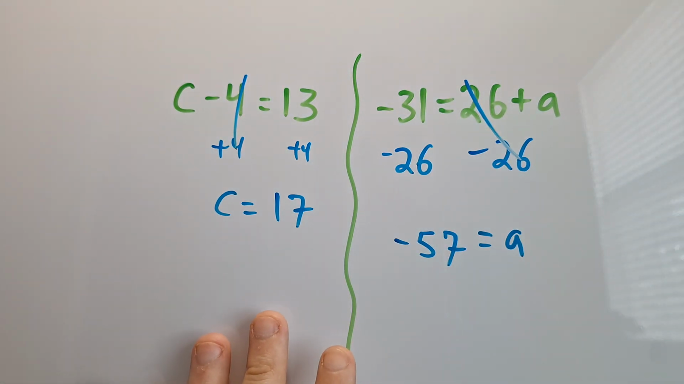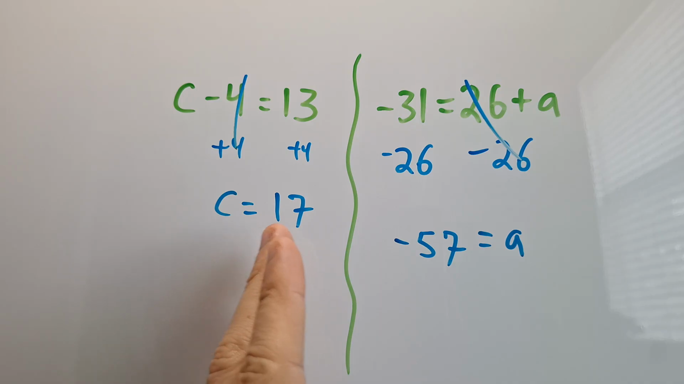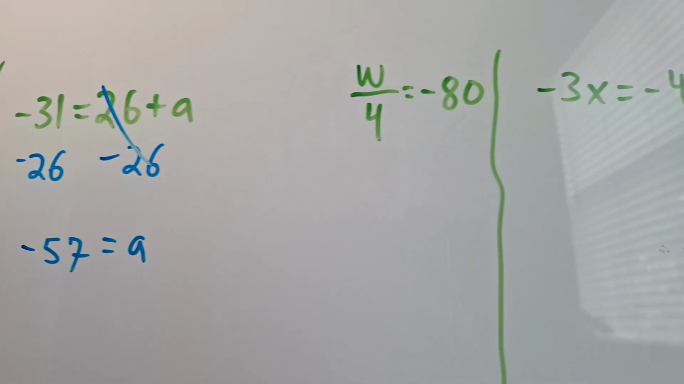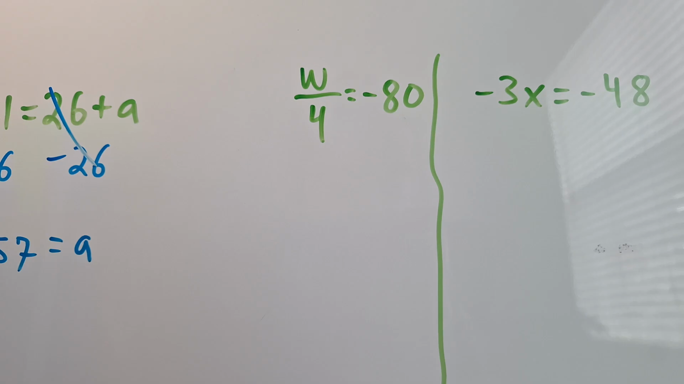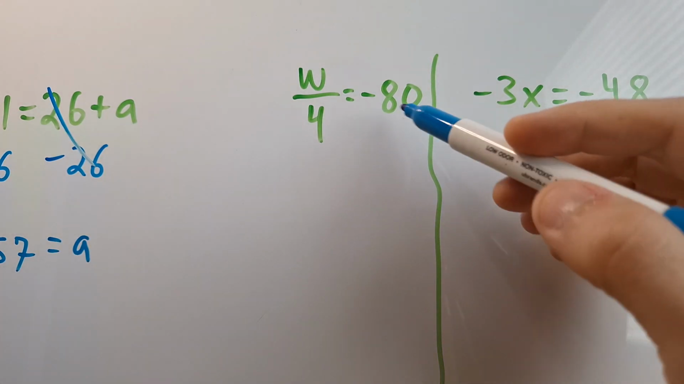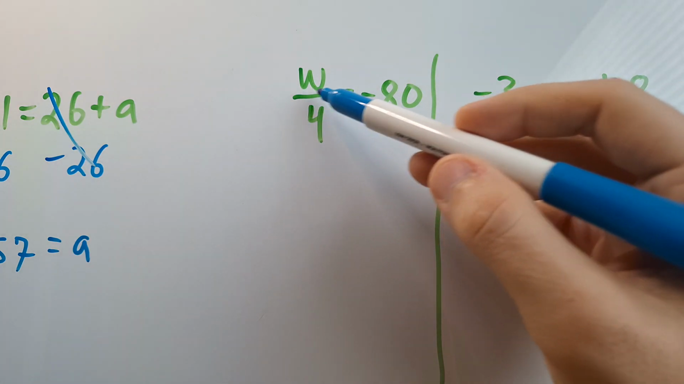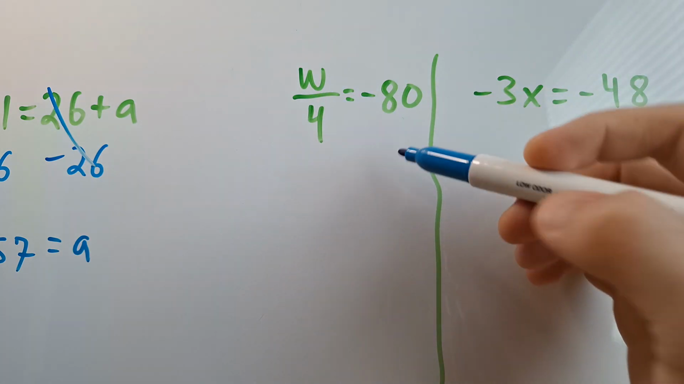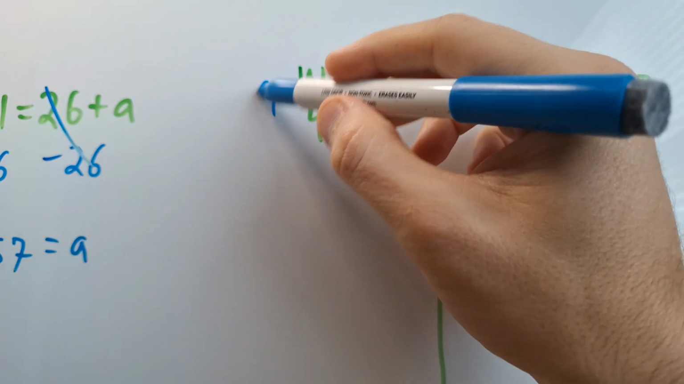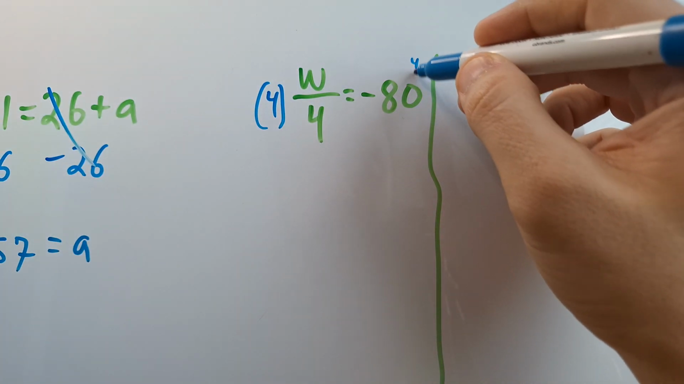So that takes care of, respectively, the addition property of equality and the subtraction property of equality. We will now work out one of each for the multiplication and division properties of equality. Here I have w divided by 4 equals negative 80. Undo division with multiplication. And multiply this by 4. I'll write it up here.